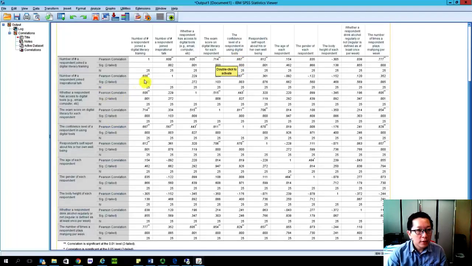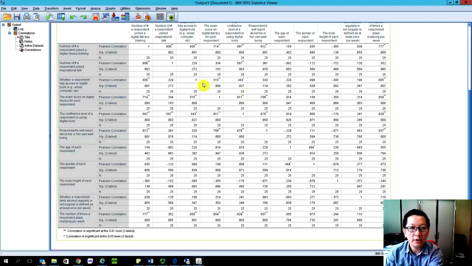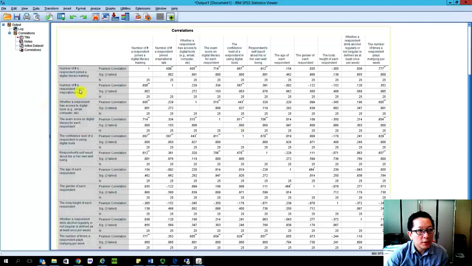Alright? And you can see here there's a diagonal line, 1, 1, 1, 1, 1, 1, 1, which means that when you analyze them, the easiest way is to ignore everything that goes after 1 on that side. Ignore everything on this part. You can just look at this, or you can also look at just this. You don't need to look at both because they are the same. It's just a mirror. One side is here, one side is that side. Right? So the number of times a person joined inspirational talk is strongly related with the number of times this person has joined digital training.